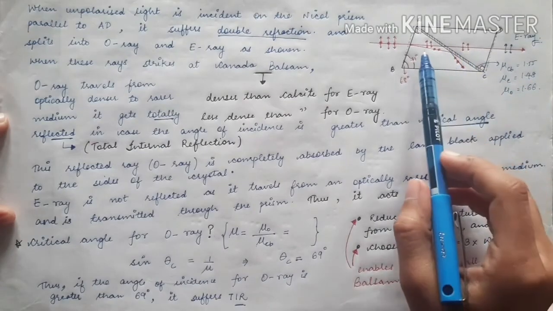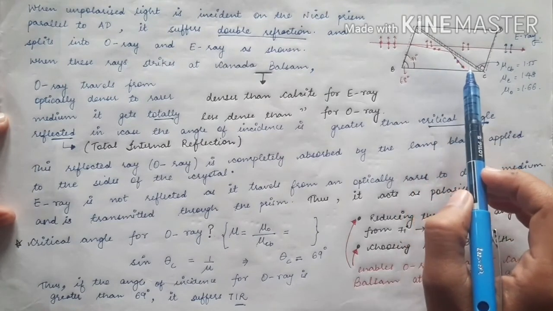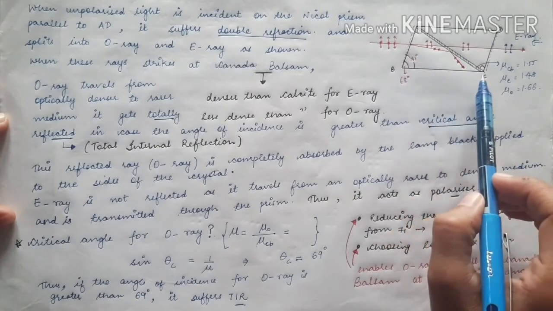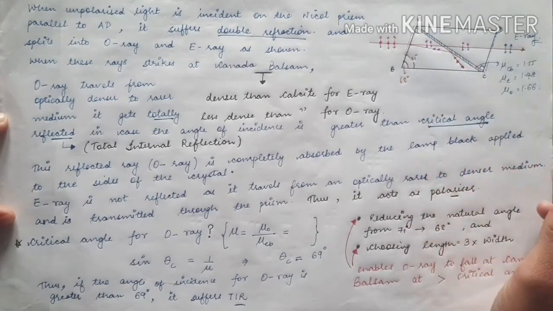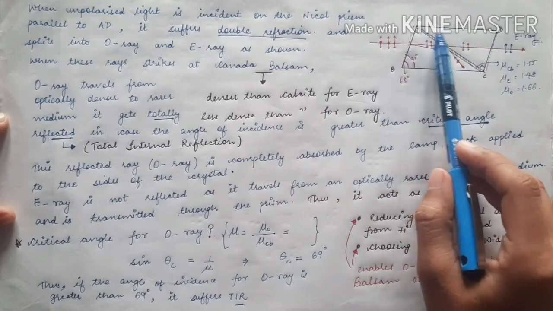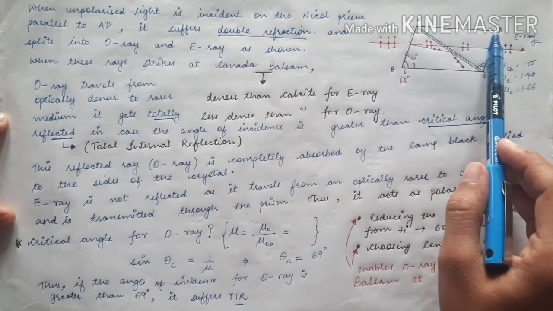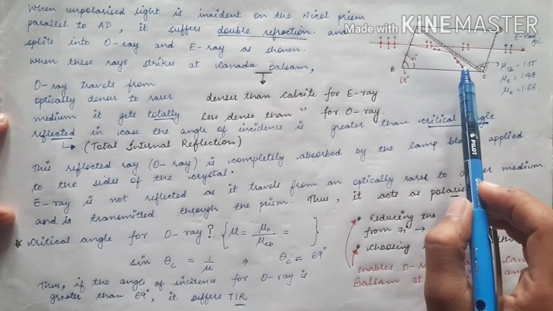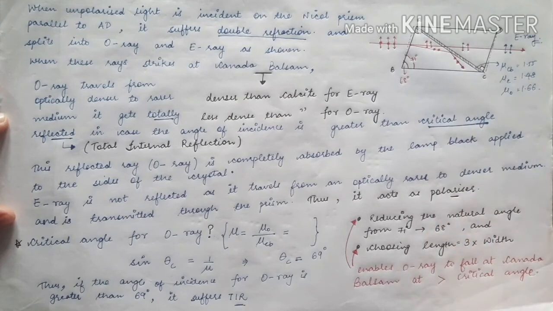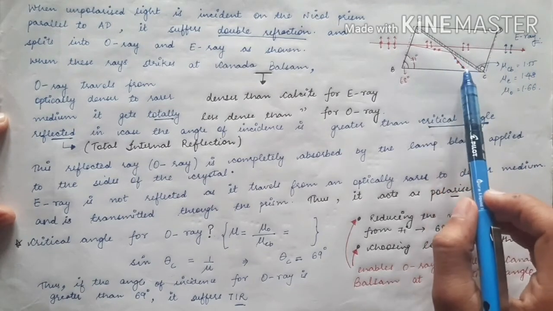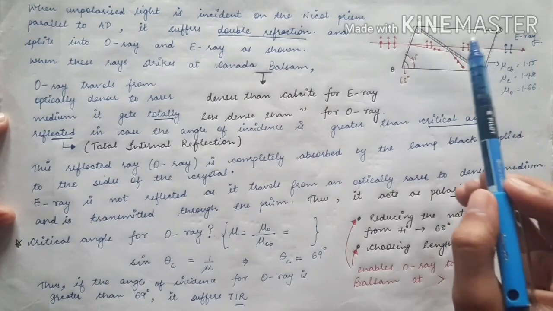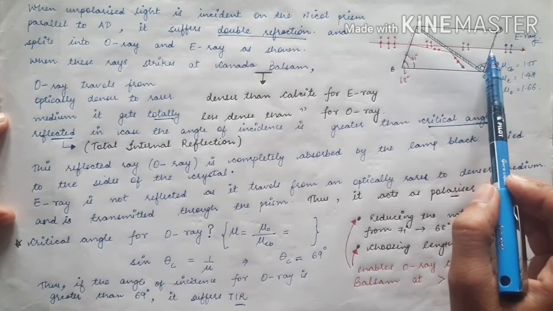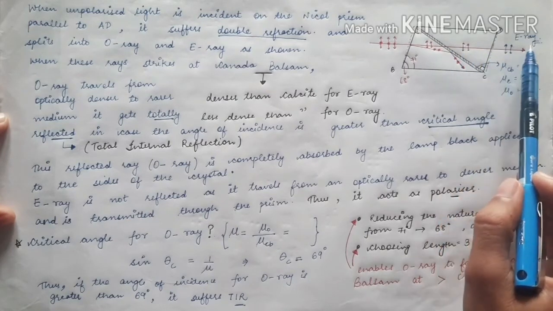The O ray which gets totally reflected inside the Nicol prism is absorbed by the black coating which is done on the two faces of the Nicol prism. So these faces of the Nicol prism are blackened, coated black, and this O ray after total internal reflection gets absorbed by that black coating. So this O ray is absorbed inside the Nicol prism itself, whereas the E ray travels through the crystal, through the prism, and on this right hand side we obtain the E ray.